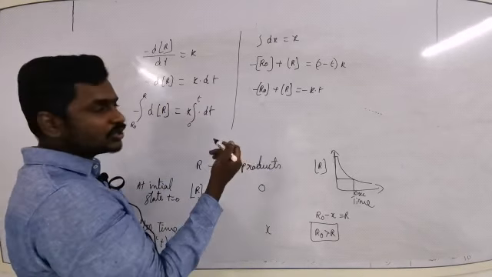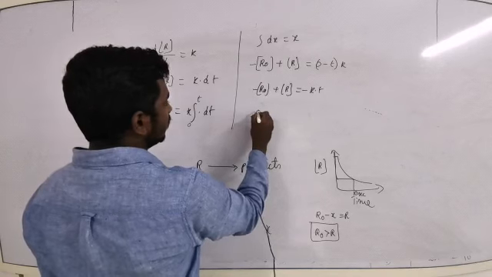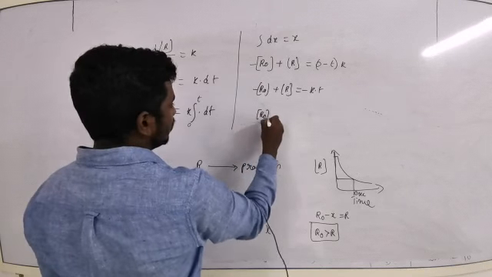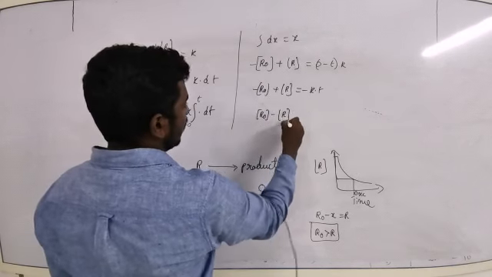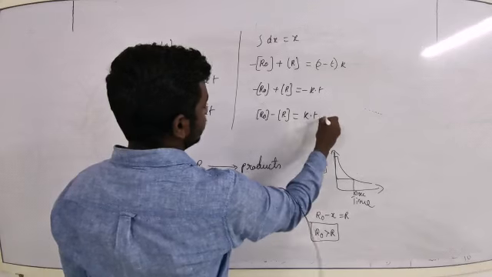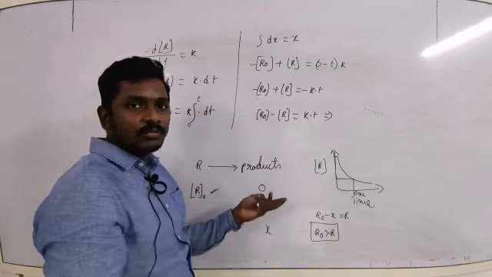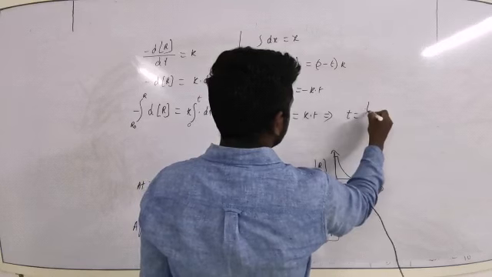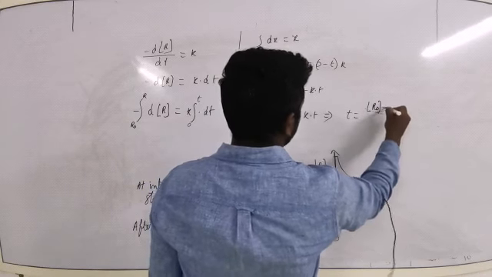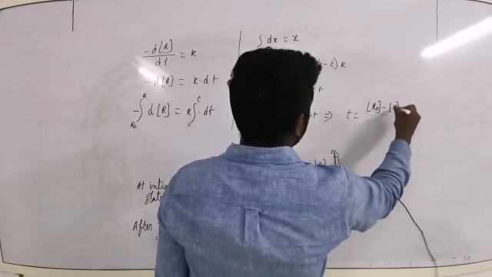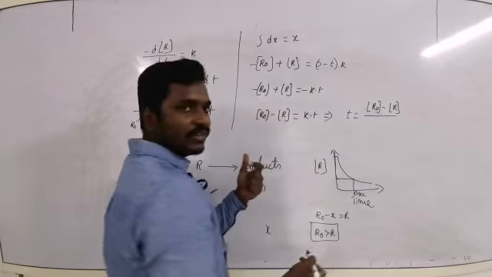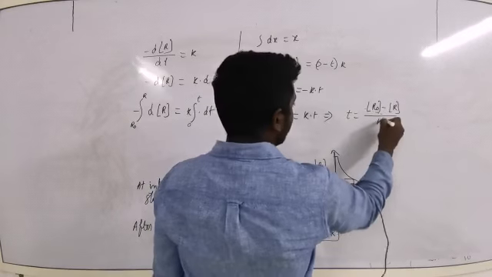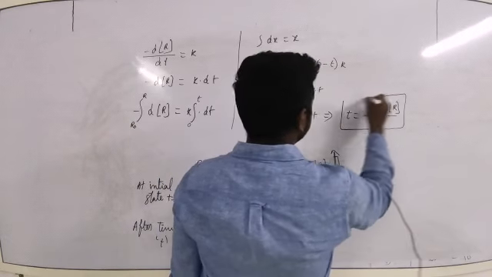Multiply on both sides with negative, then it will be the initial concentration of reactant R0 minus R is equal to k into t. From this you can write the formula for time taken by the reaction, where the time taken by the reaction is equal to the initial concentration of reactant, that is R0, minus R, the concentration of reactant at given time t, by k. This is the formula.